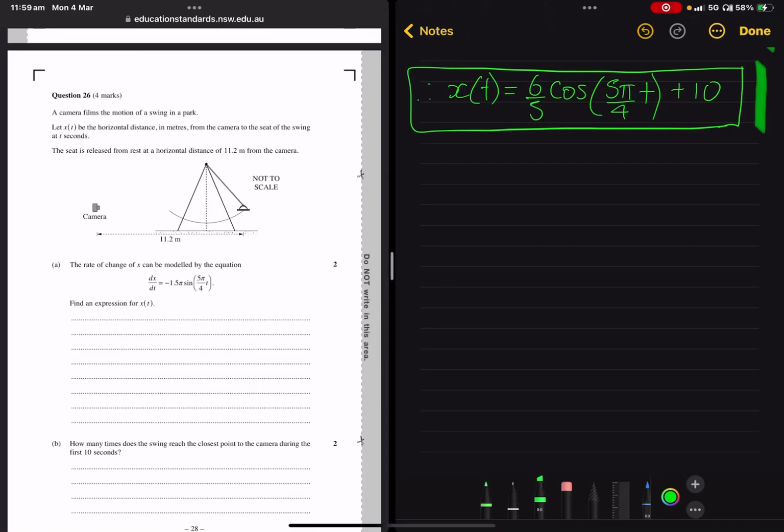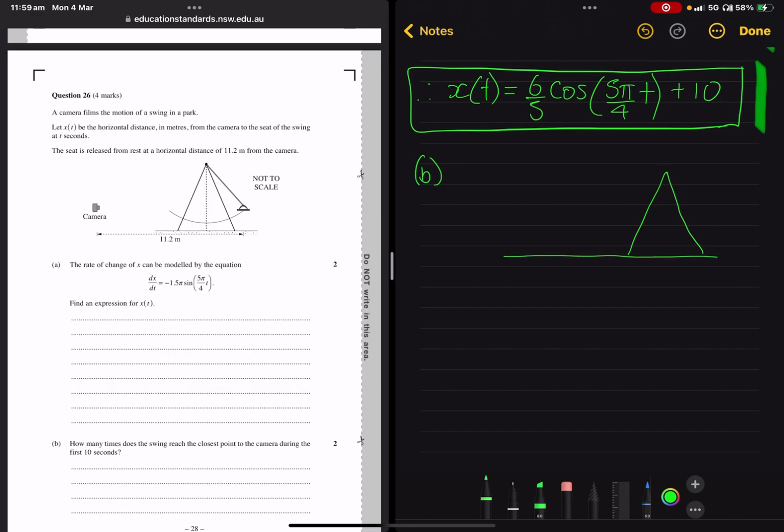Okay, so now we're going to have a look at part B from question 26. In part B, we are asked how many times does the swing reach the closest point to the camera during the first 10 seconds? Well, the swing starts at the furthest possible point. So you have to think about what's going on here.